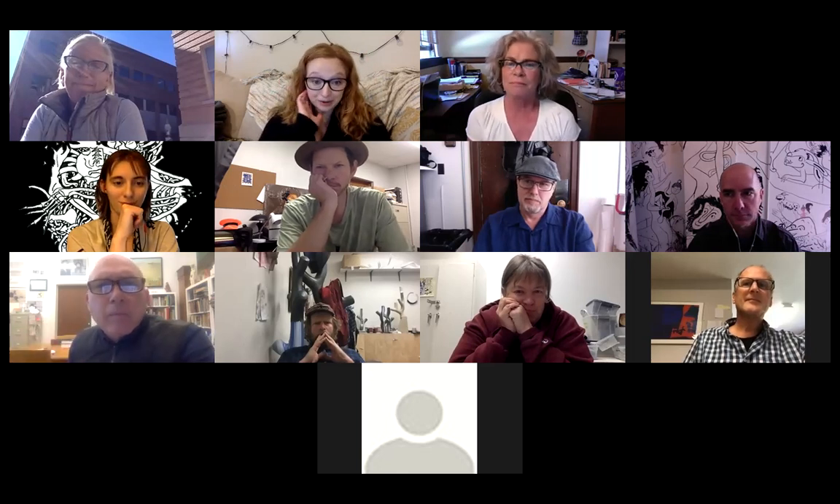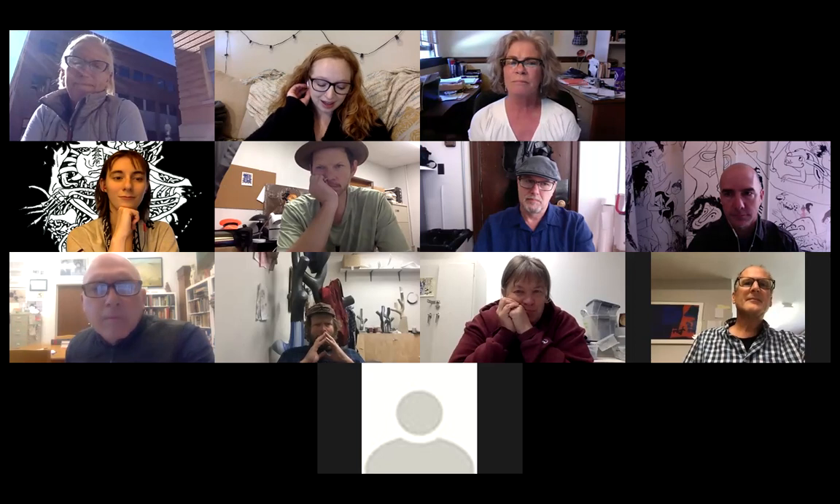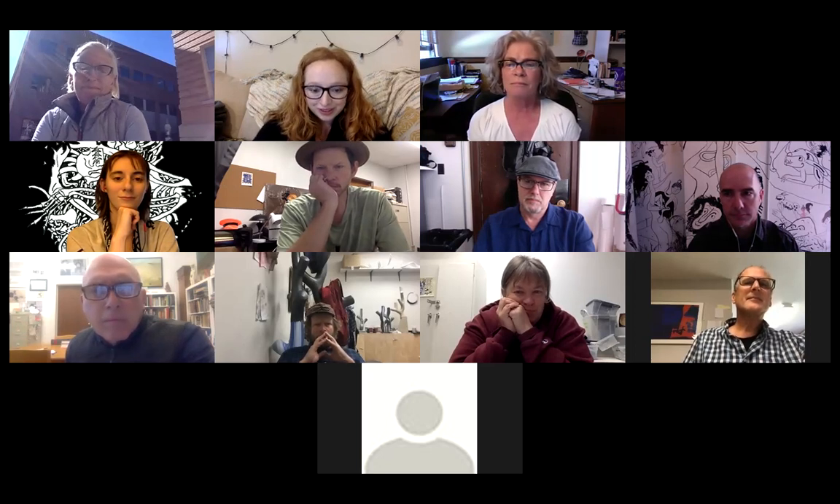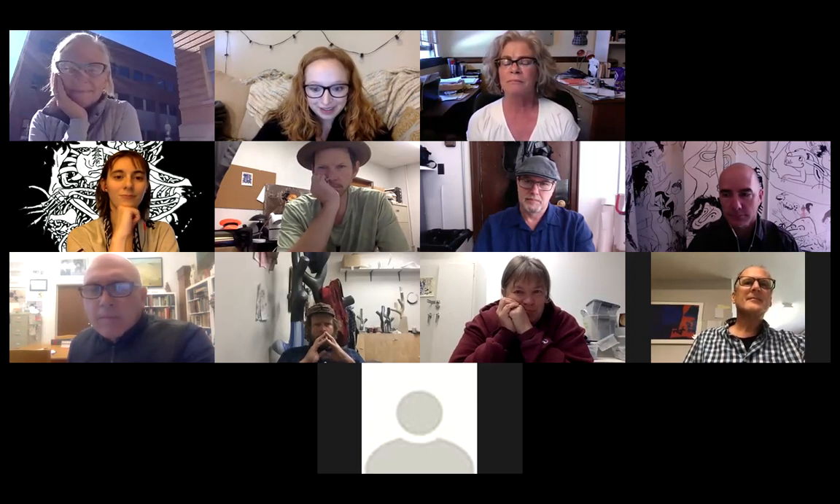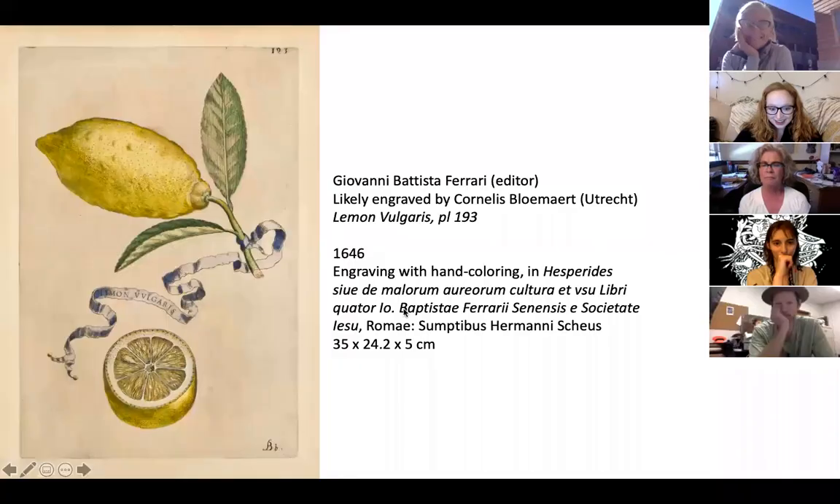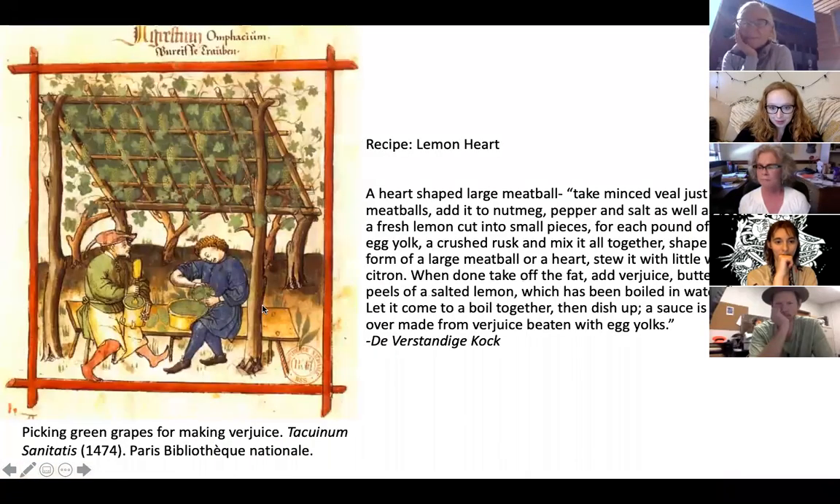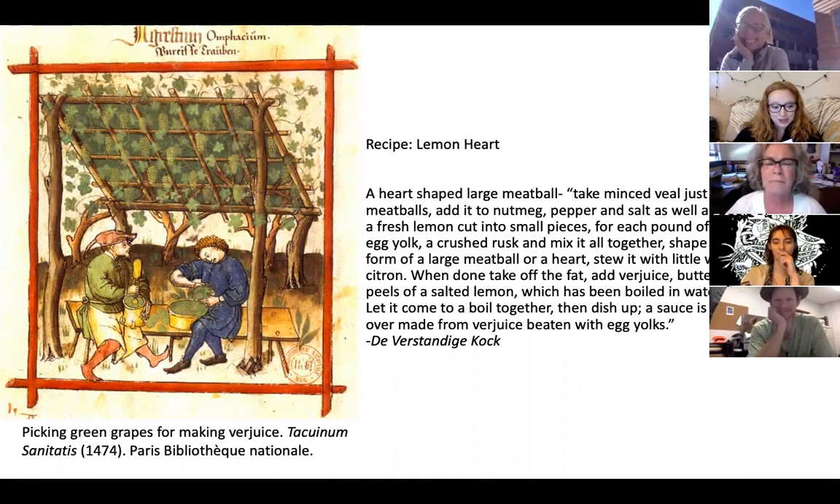I did look into that quite a bit. Valerie and I have talked about this. I'm going to share my screen again for a second because I have a slide on this. Oh, here's the recipe for lemon heart if anyone wants to make it. It's a heart-shaped large meatball. It includes pickled green grape juice, verjuice, that was very popular.